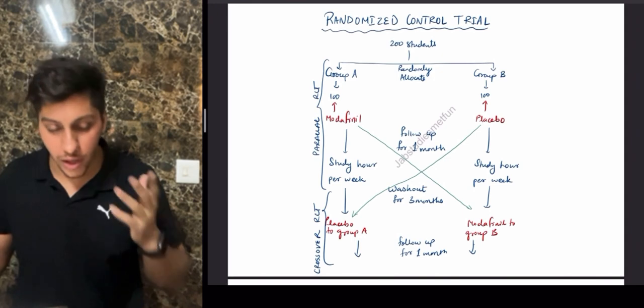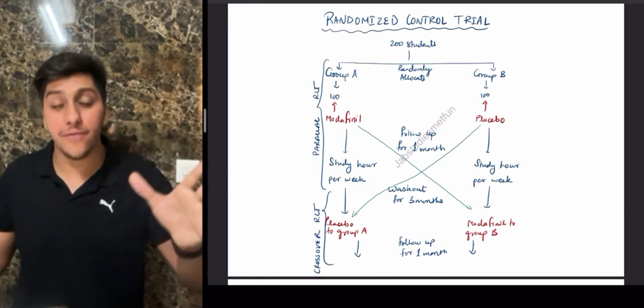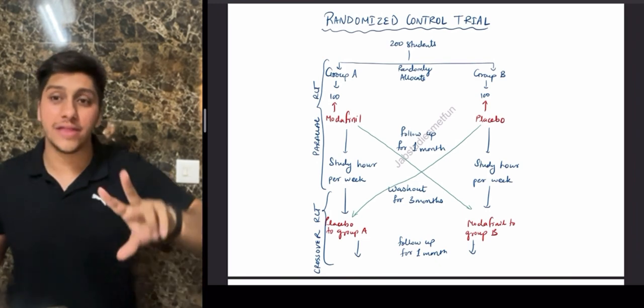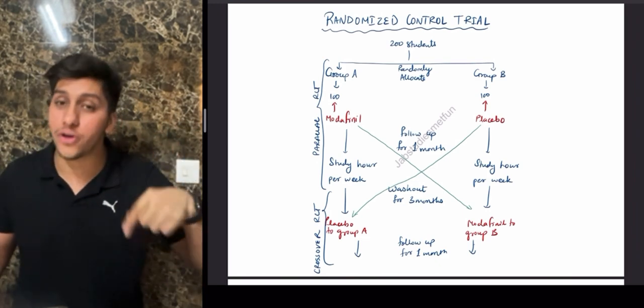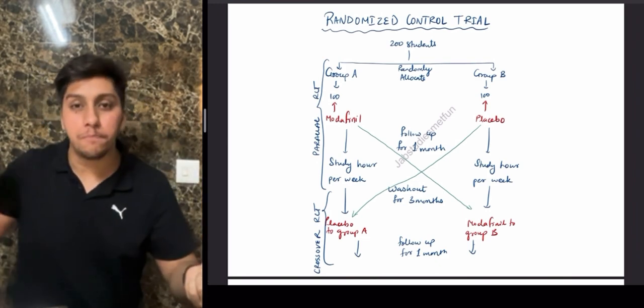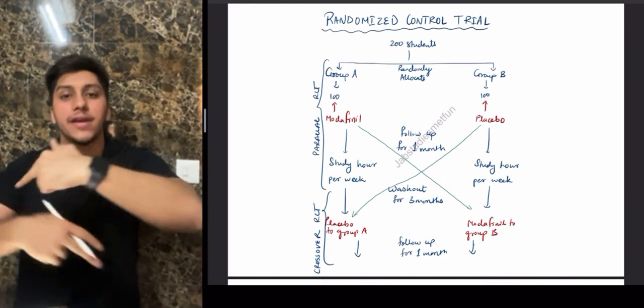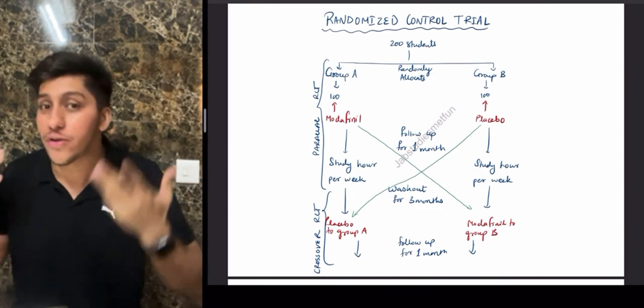Now after this, what we do is wait for 3 months to wash out the effect of the drug, and then group A who had modafinil is going to get placebo, and group B who had the placebo will now get the modafinil. So we're crossing over, and now we're going to experiment, and then we're going to find the result.